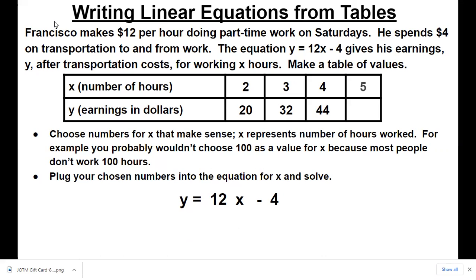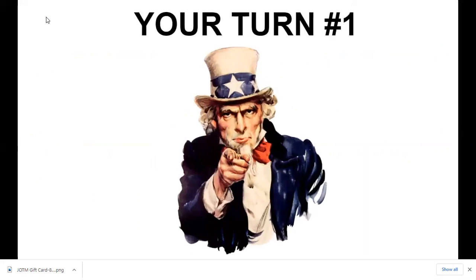Okay, next one, if he worked 5 hours, it would be 12 times 5, or $60, minus 4 for the transportation costs. So his total earnings would be $56. So there's a table for Francisco and his job. Okay, you get to try making a table. See you back in a moment.